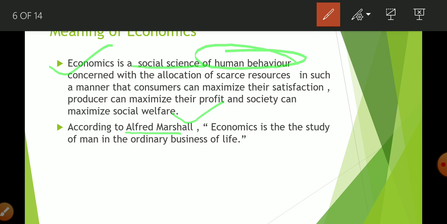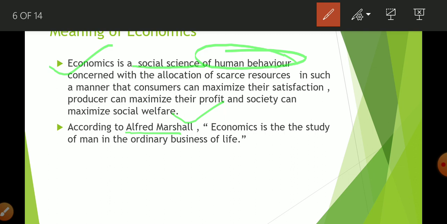It is not any abstract thing that you can touch. It cannot be touched by anyone, you cannot feel it. Behavior is a subjective matter that changes according to person, place and time. So when we study the behavior of humans, that is why it is called a social science. It is not a perfect science like chemistry and physics.